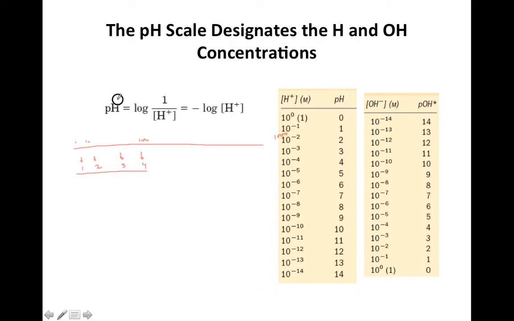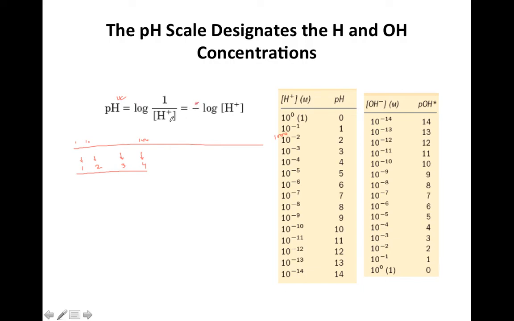So the concept of pH is simple: it is log of 1 by hydrogen ion concentration, and the same log is something like this, that if it is 1 by H plus, it can become H plus if we add this negative sign.